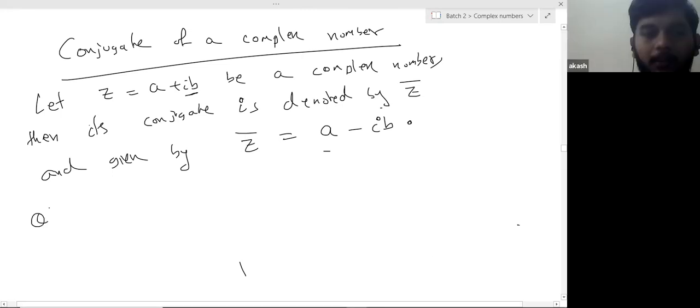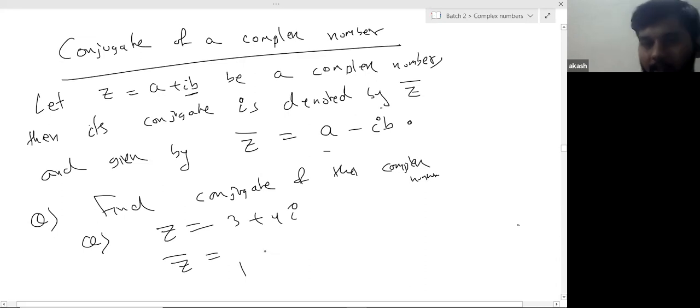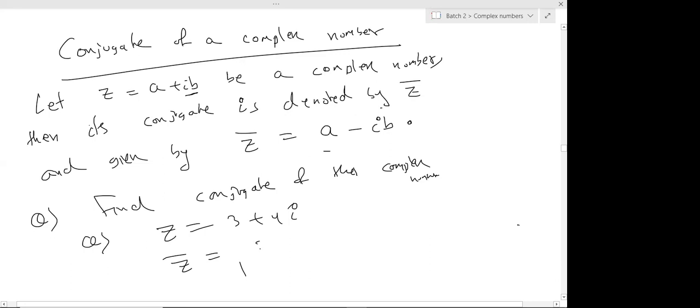So if they ask you to find the conjugate of these complex numbers, the first will be, suppose 3 plus 4i, what will be z bar? Aline, what will be z bar? 3 what?